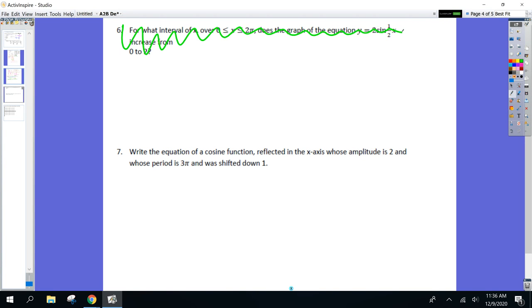So we got 7 and 8. We're done. 7 and 8. I'll let you guys read through 7 because I threw something new in there for number 7 on you. Go ahead and read 7.